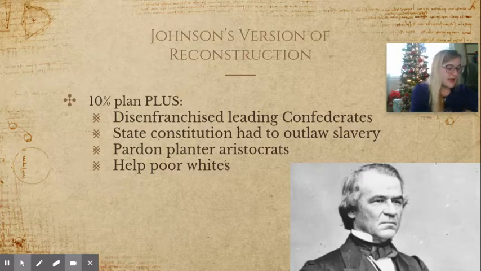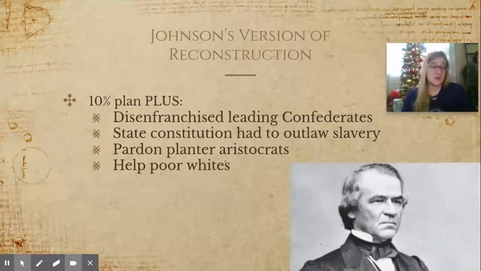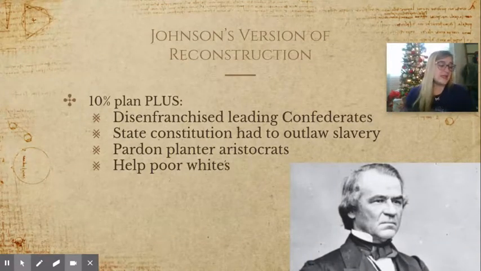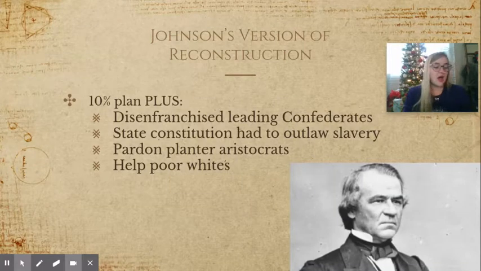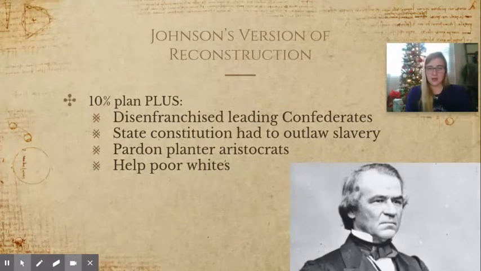So he is perhaps one of the most overtly racist and white supremacist presidents in U.S. history. So his 10% plus plan is that 10% of ex-Confederate state voters had to pledge allegiance to the Union. The state constitutions had to outlaw slavery. Anyone that was a leading Confederate officer or general could not vote, is not allowed in politics for a while. He did want to pardon the planter aristocrats, not because he wanted to, but because he knew that's how the economy would get rolling again.